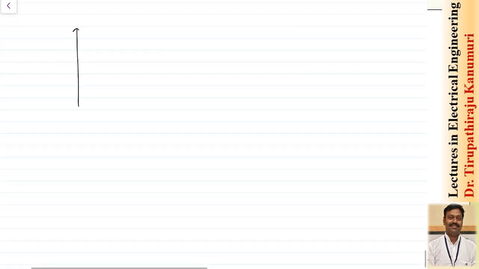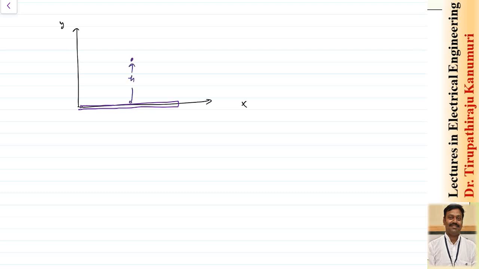So let us try to represent this diagram in a simpler way so that it will be more clear to you. So I am taking this y-axis and x-axis. So let us represent with a different color. Let us assume this is represented like this. This is my line charge. So I want to find the field at this particular point. So let us assume this height is equal to h.